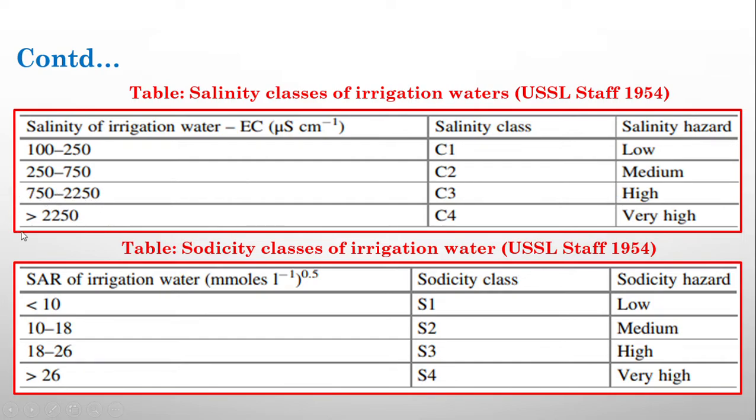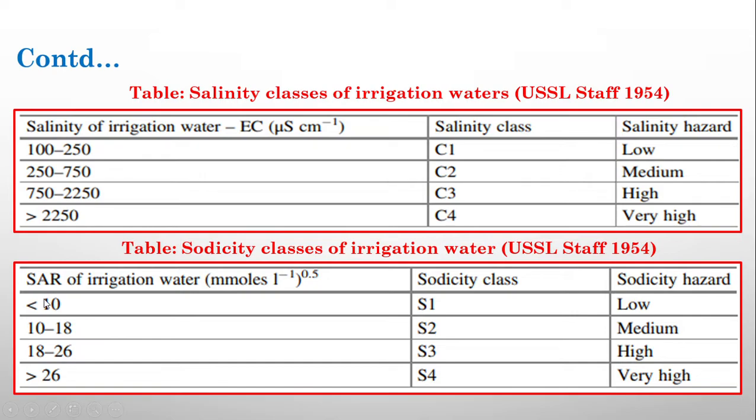And when it is greater than 2250 microsiemens per centimeter, we can say that the water comes under C4 class, which is salinity class 4, and it can cause a very high hazard. And the second table shows the sodicity class or S class. S is represented by sodicity. So based on sodicity, there are again four categories.